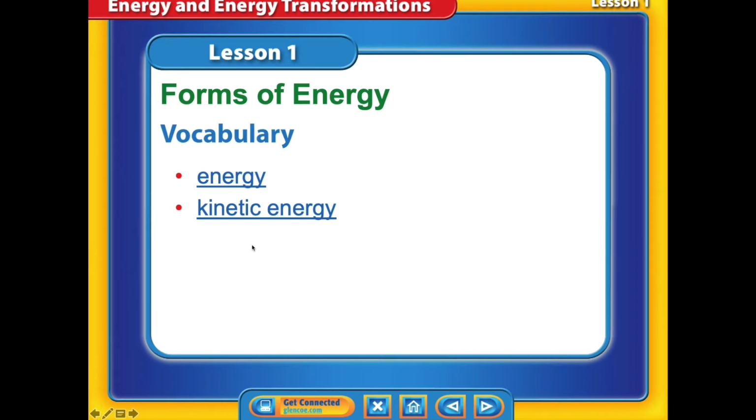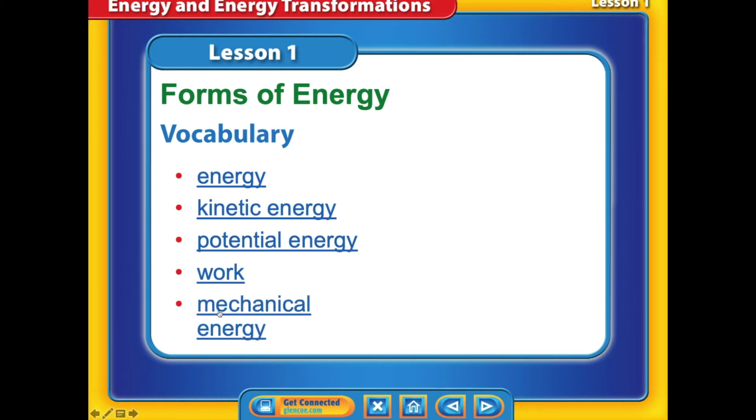And our next word is potential energy, stored energy due to the interactions between objects or particles. Our next vocabulary word is work, the amount of energy used as a force moves an object over a distance. Our next word is mechanical energy, the sum of the potential energy and the kinetic energy in a system.